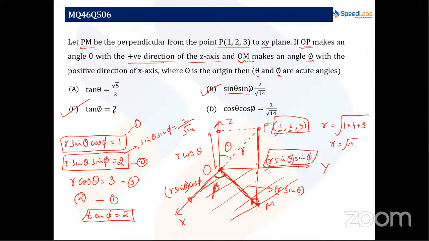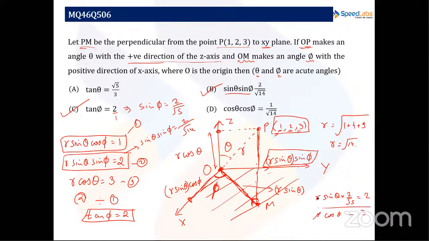From this, tan phi equals 2, sorry, we can say sin phi will be equal to 2 upon root 5. This is perpendicular and base is 1, so hypotenuse will be root 5. So the value of sin phi will be equal to 2 upon root 5. From equation number 2, we will get r sin theta into 2 upon root 5 equals 2. And equation 3 is r cos theta equals 3.